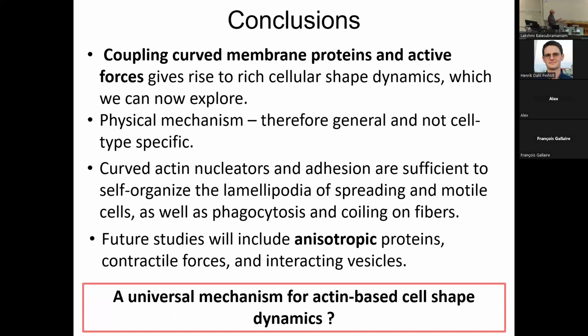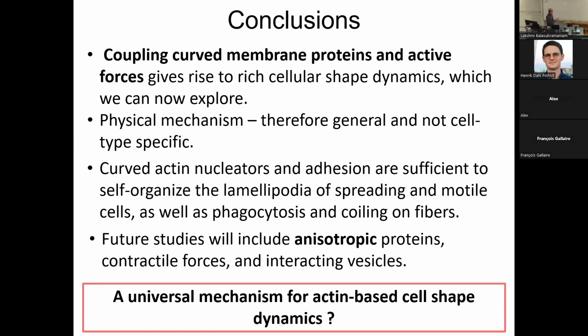In the future, we want to take into account anisotropic proteins. We already have it in the code, but we haven't actually started doing that yet. So proteins that are really banana-shaped or even saddle-shaped, like in nature, contractile forces, which are very much there, and interacting vesicles. So even the vesicle can interact with itself, like the coiling, and maybe then we can have something which is multi-layered, more like the real myelination process, which is very interesting for people studying the neurons and axons, and also how two of these objects interact with each other, like two cells interacting with each other.